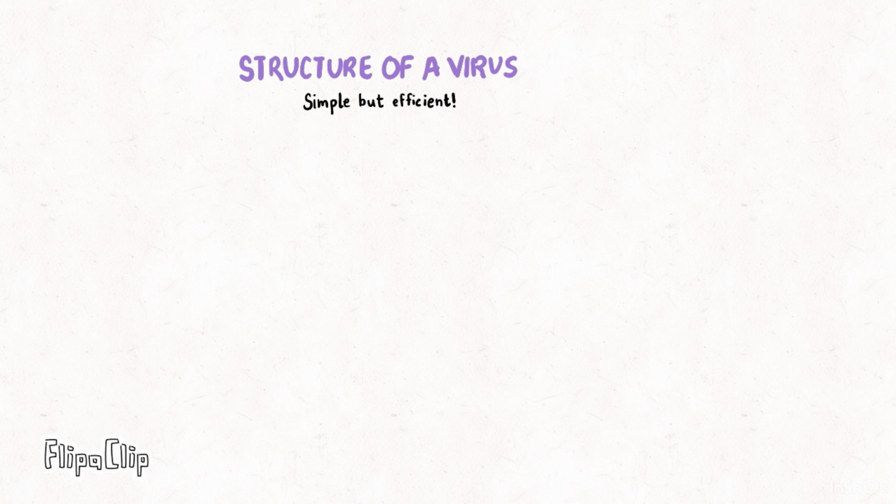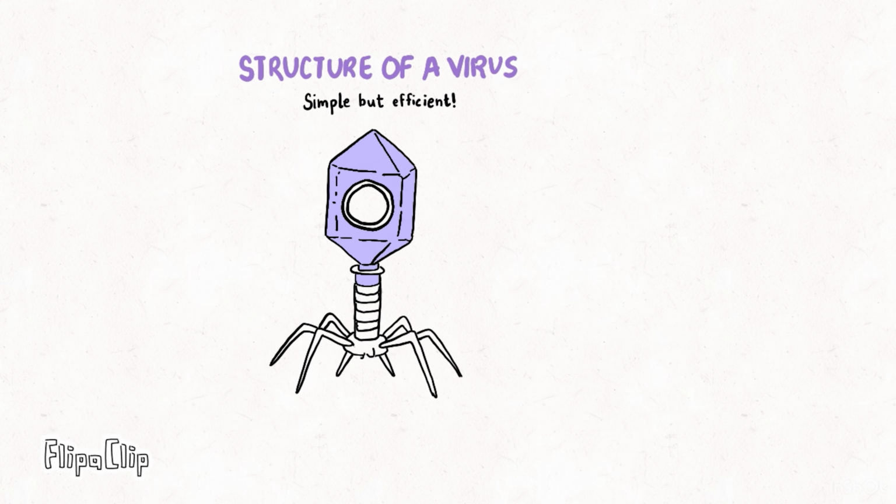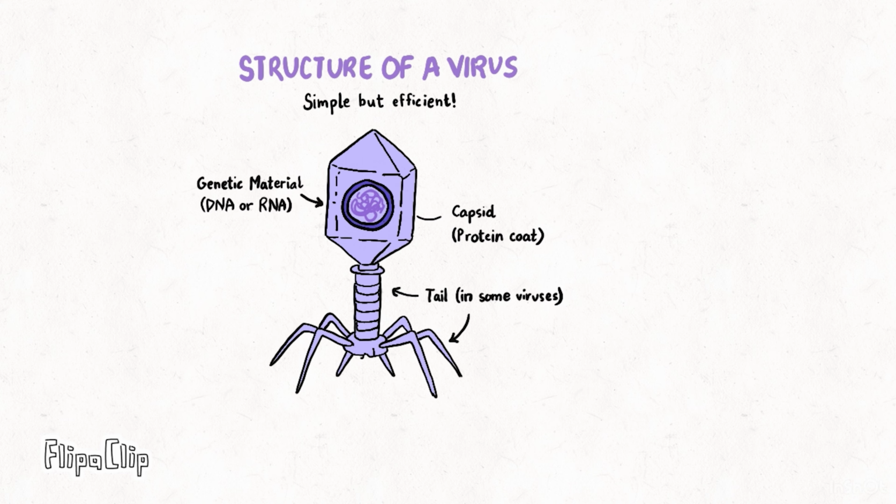Now, here's the interesting part. Their structure is simple but very efficient. Inside, they carry genetic material, either DNA or RNA. Outside, there is a protective protein coat called the capsid. Some viruses even have extra structures like spikes or tails that help them infect cells more easily.